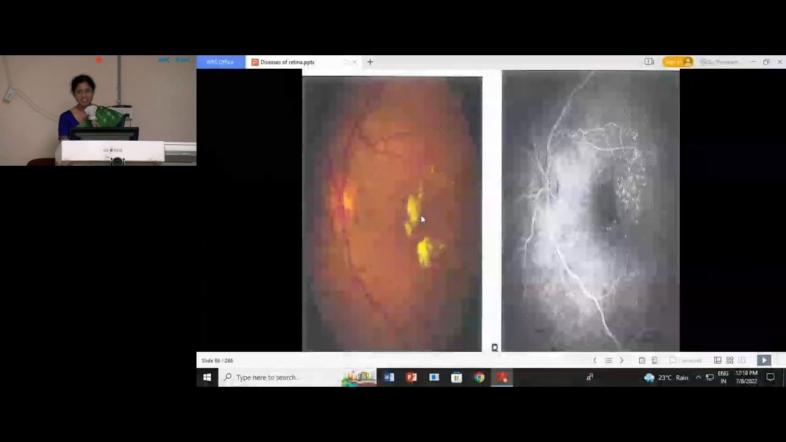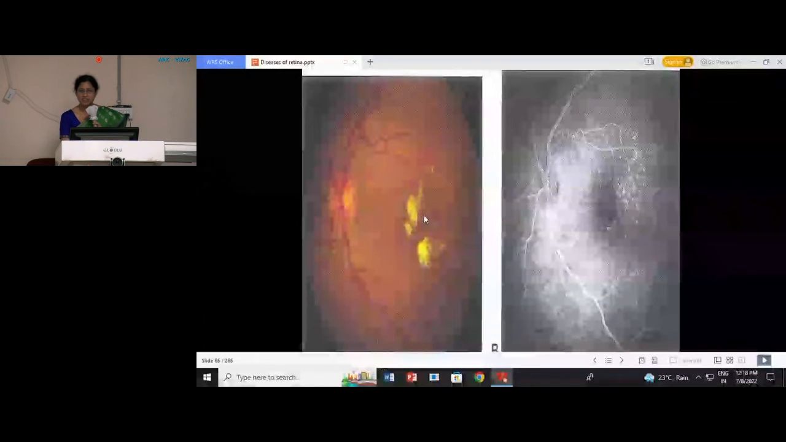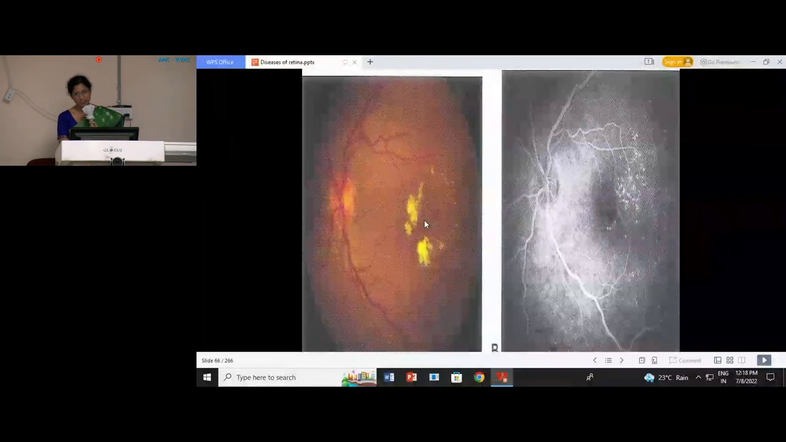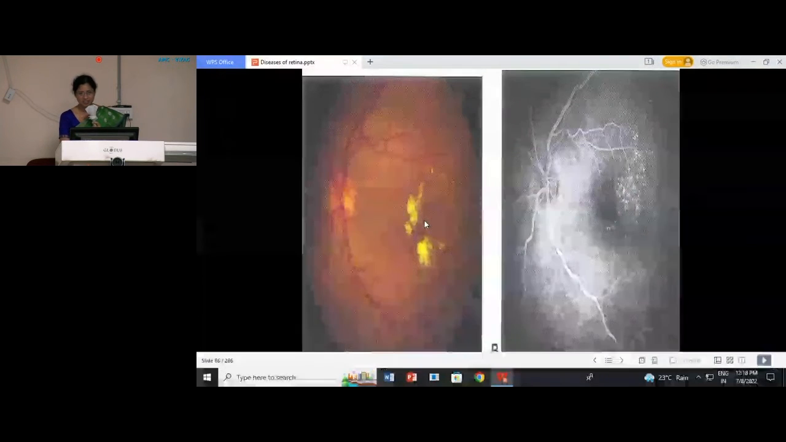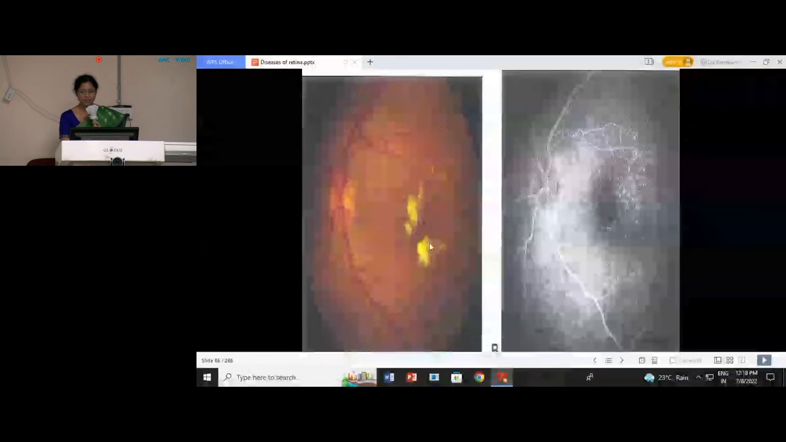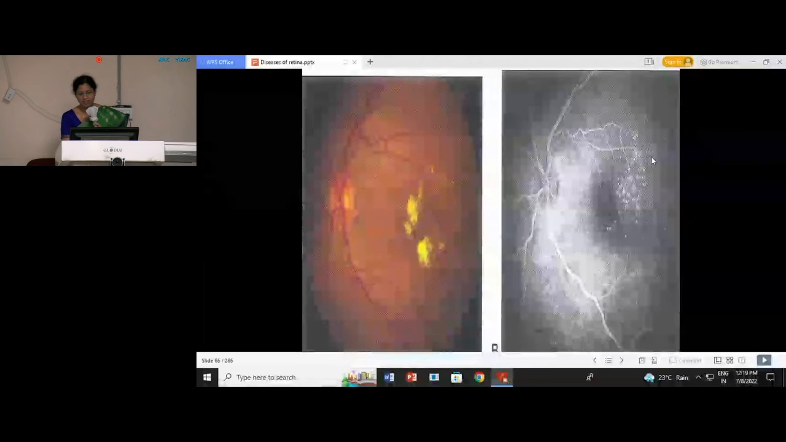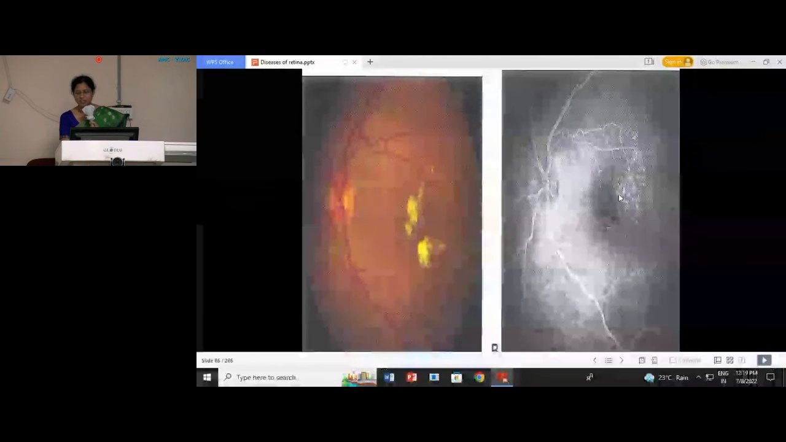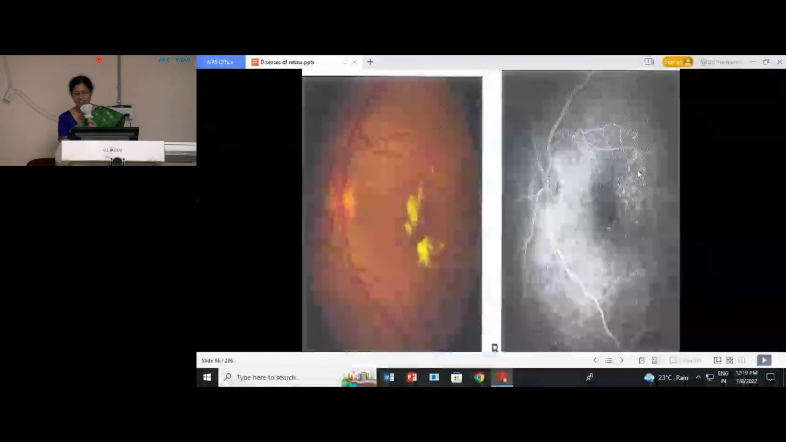In a two-dimensional picture we don't see the retinal thickening, only in the three-dimensional view. We get the stereopsis and we can know the retinal thickening. So this is clinically significant macular edema. And then on fundus fluorescein angiography we are able to see the leak, a hyperfluorescence in this area, showing that there is leak.